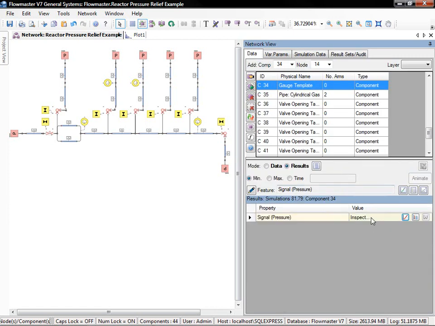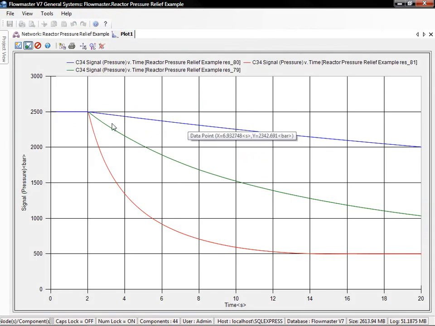One of the interesting results we see here is that due to the compressible effects of the gas, it's not a straight linear pressure decrease as shown with the 1/2 inch line. And so with Flowmaster V7, you're able to account for this and predict the true time that it would take to depressure the system.